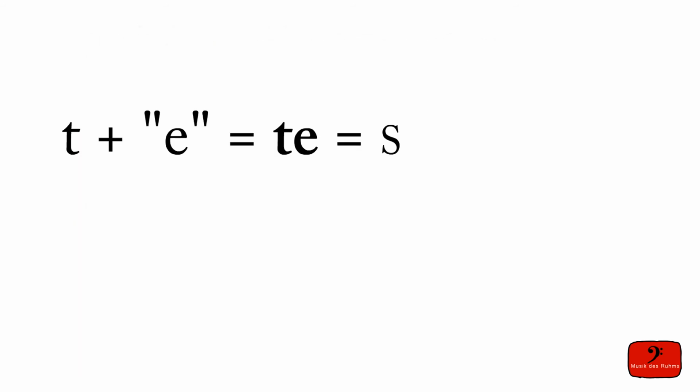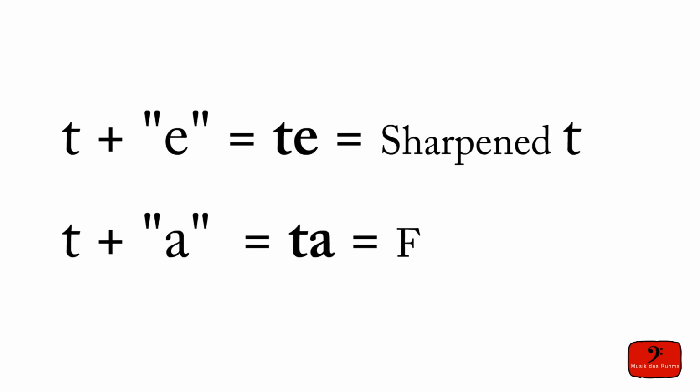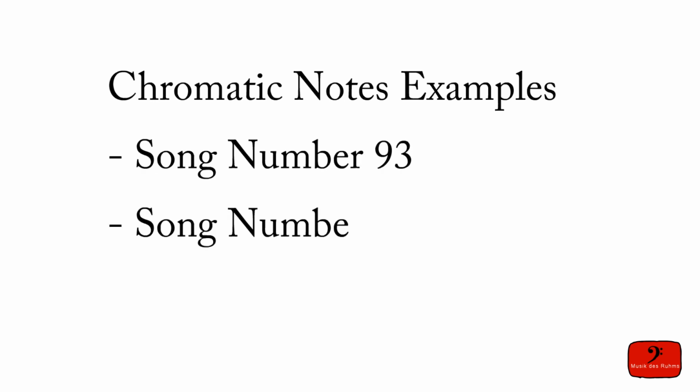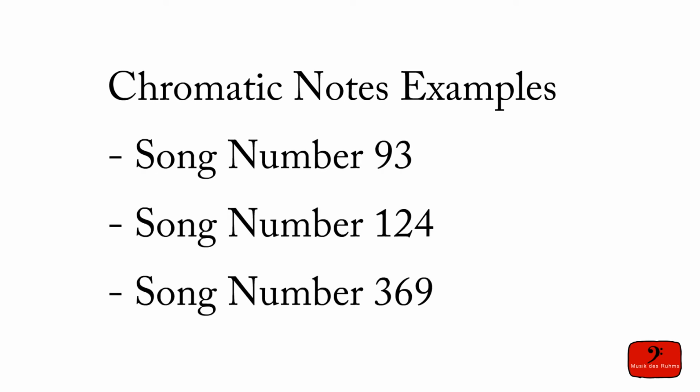The names for sharpened and flattened notes are the ordinary sol-fa name of a note with E added for sharps, and A added for flats. Check these examples by yourself to strengthen what you have heard about chromatic notes.